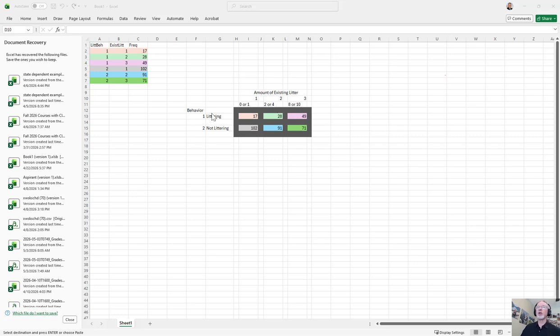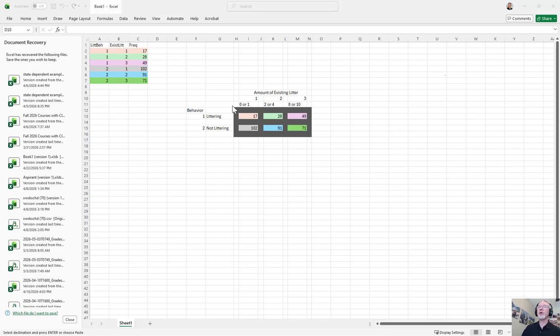So we're looking at basically a relationship between two variables, but they're not continuous. They're viewed as dichotomous or categorical. The dichotomy is the behavior that we saw from the person returning to their car was either to litter or to not litter. And that was going to be based upon the amount of existing litter, which was in one of these 3 categories.